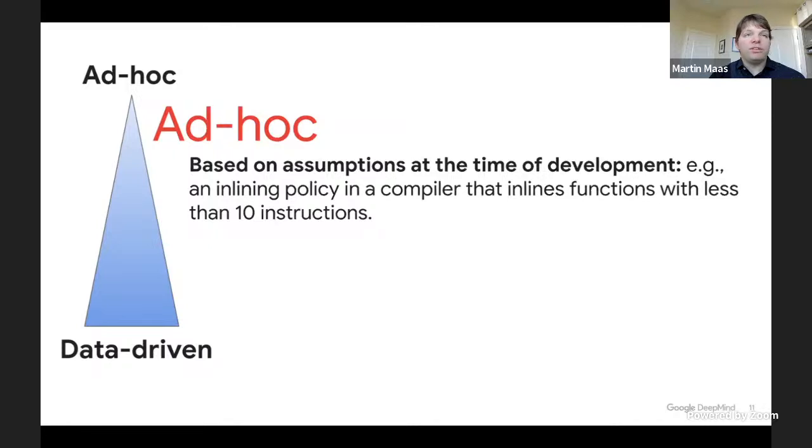So for example, if you consider a compiler and you have a policy that decides whether to inline functions or not, an ad hoc policy could just say, inline this function if it has less than 10 instructions. And that's simple. It probably works quite well. And then you don't need to make any decisions beyond that.